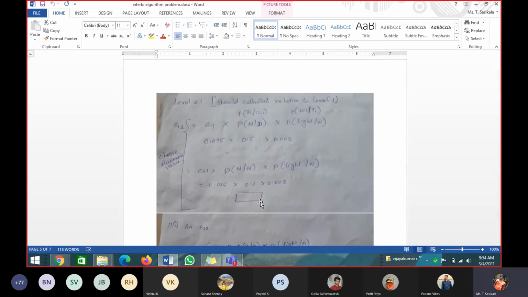S21 we have calculated in the previous step, right? What is the value? 0.025. 0.025 into.